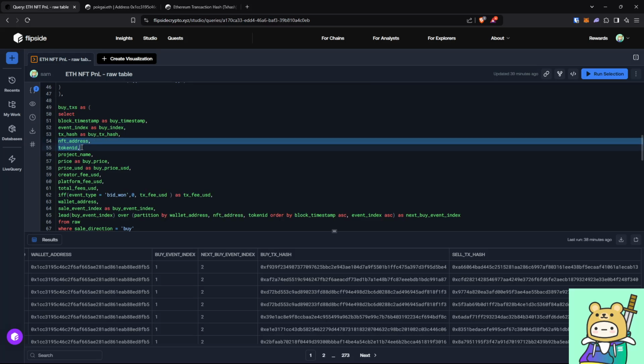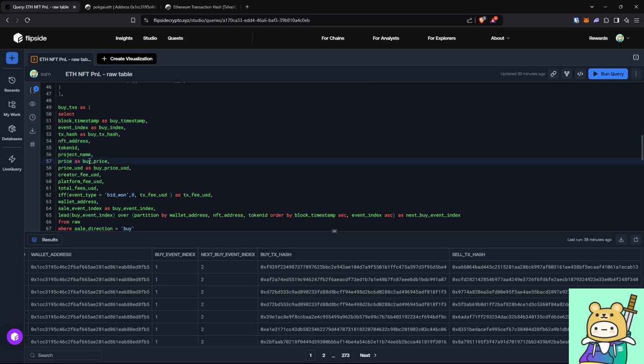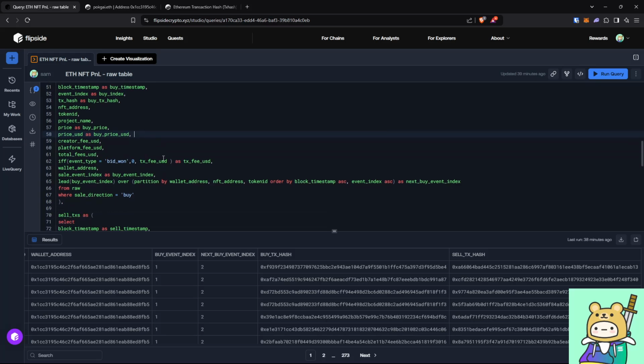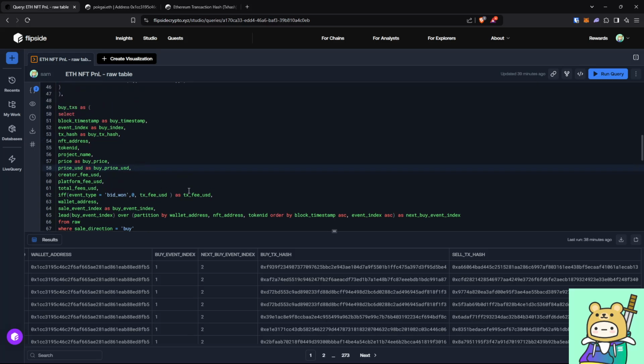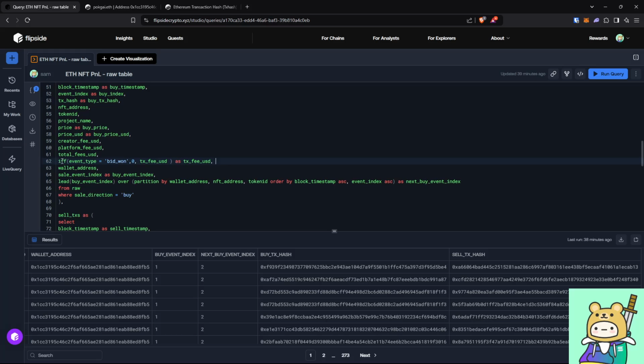And then the price of the NFT, I rename it as buy price. In this case, because I'm just using USD prices, we'll just use the price USD column and rename that as buy price USD. I'm also including the transaction fee here, and you will see that there's this if statement here, right? If event type is bid won, 0, else transaction fee USD.